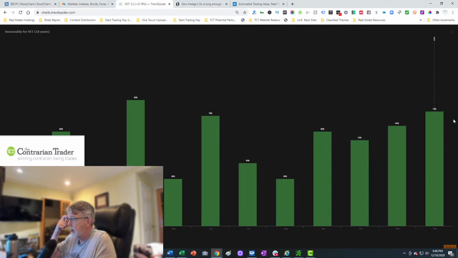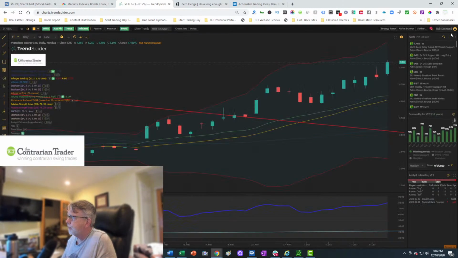Seasonality over the past 10 years. December's the second best month of the year. So it looks like VET is going up a lot higher. I like it. PRPL.